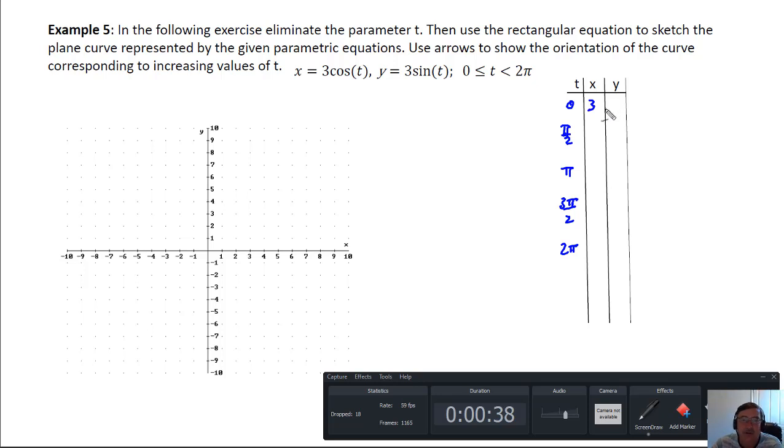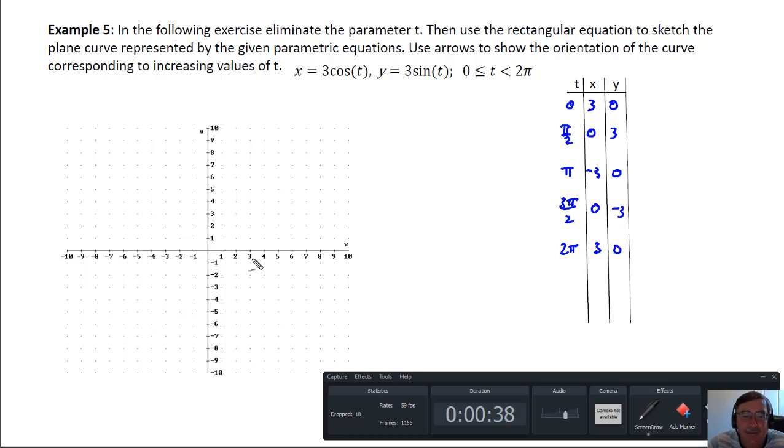Of course, you could put your calculator in radian mode and get these answers as well. 0. Pi over 2, 0 would get you 3 for y there. The 3 times the sine of pi over 2 is 3 times 1, of course. Pi, -3, 0. 3 pi over 2, the cosine of 3 pi over 2 goes back to 0, sine -3, and then we're back to where we started here.